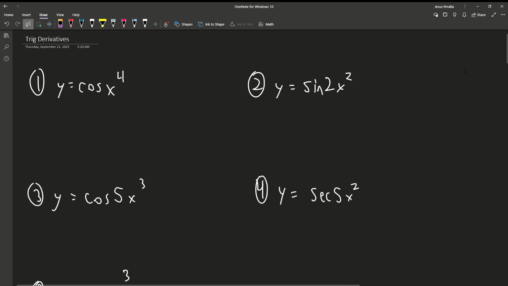What is up, AP Calculus students? We're going to be going over trig derivatives. You know, this might be easy peasy, might be hard. I think it just gets a bit tricky at times, but we're going to go over them.